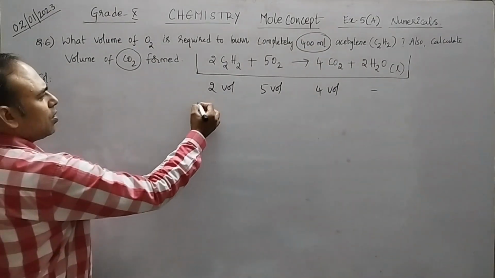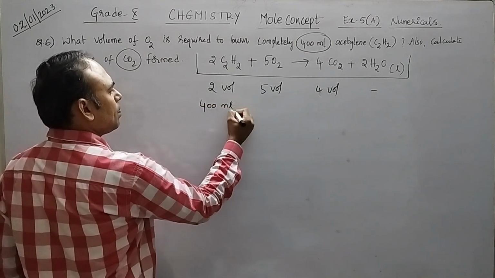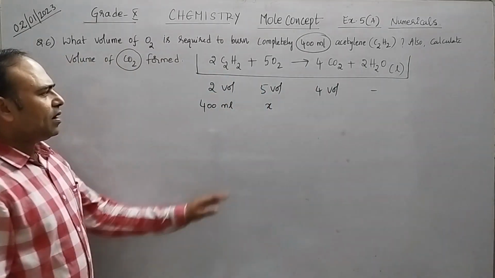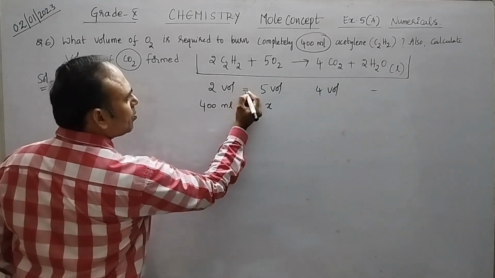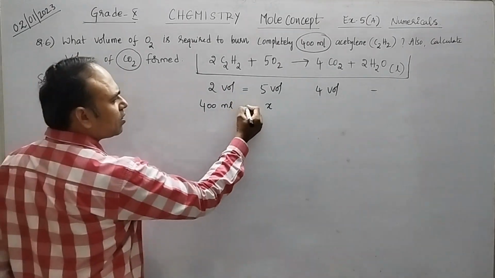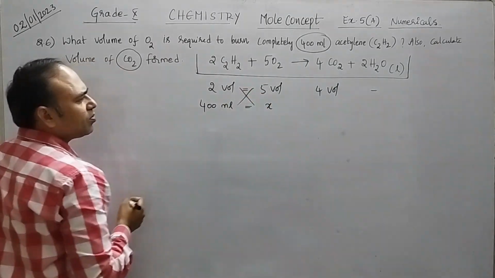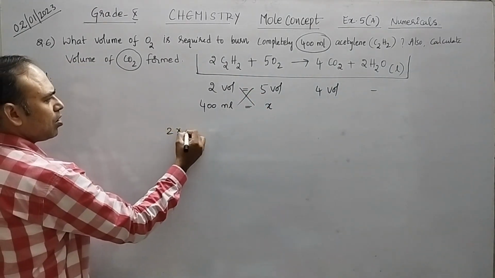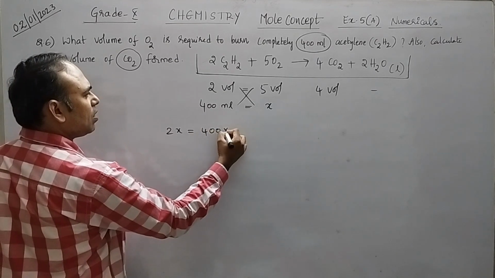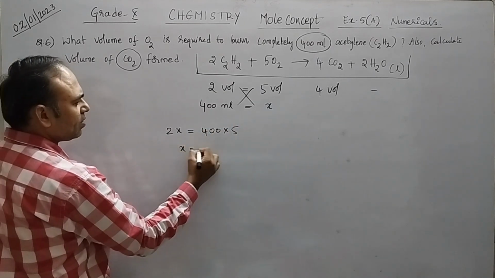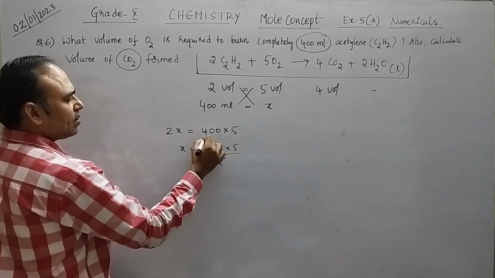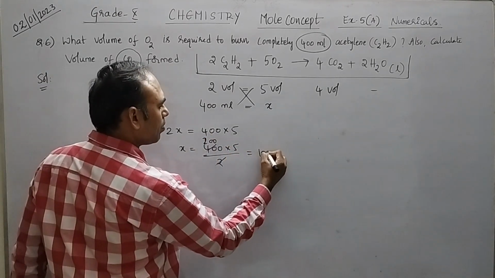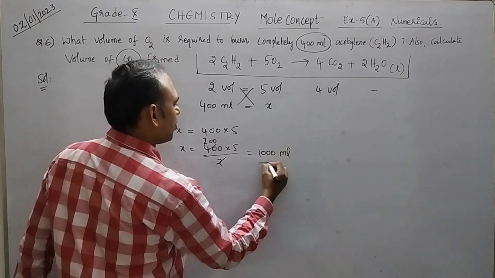Now 400 ml will require how much oxygen? That is the question. So let us write 2 volume needs 5 volumes of oxygen. 400 ml is equal to x. On cross multiplication what we get? 2x is equal to 400 into 5. Therefore x is equal to 400 into 5 by 2. So you can cancel this, nothing but 1000 ml.